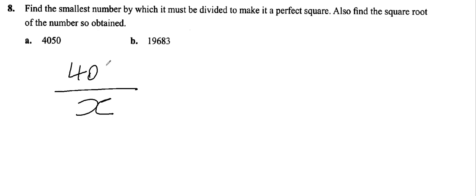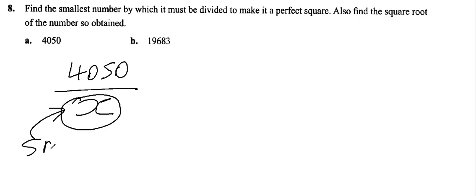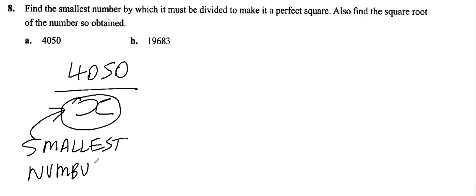So 4050. I want to divide this 4050 by the smallest number. So what is this x? This x should be my smallest number. This is what I need to find.